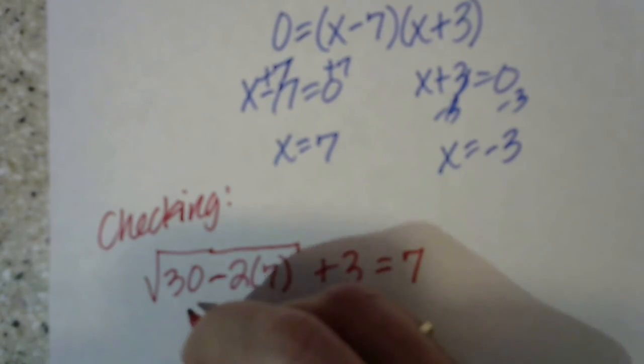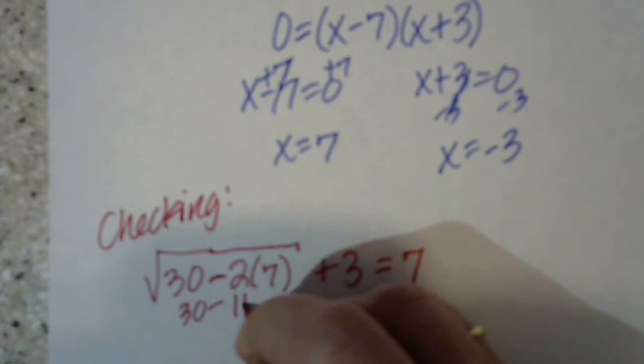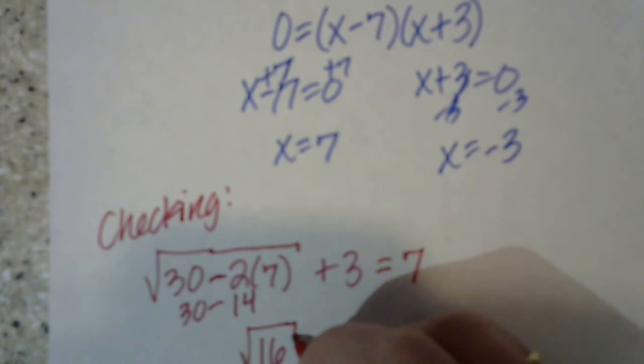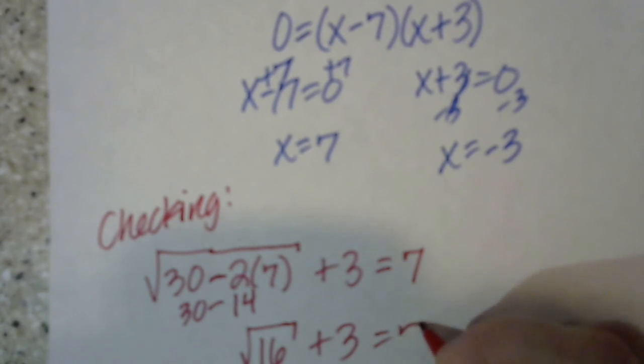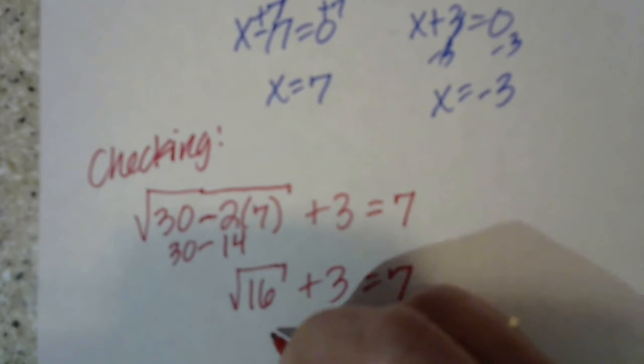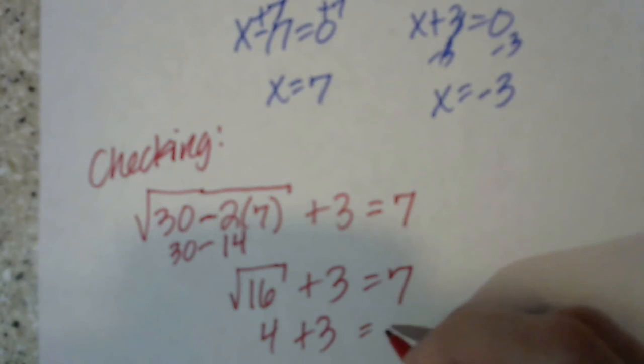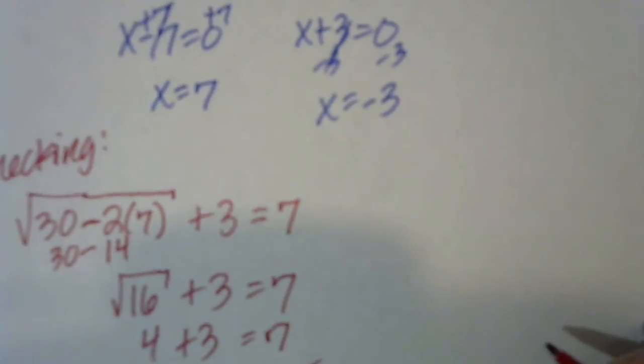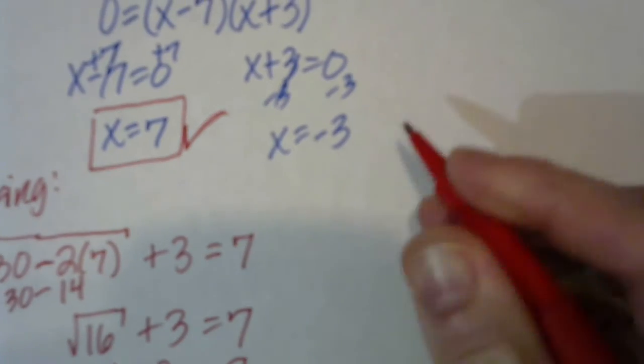Well, this is going to be 30 minus 14, right? So that's going to be the square root of 16 plus 3 is equal to 7. Well, that works because that's 4 plus 3 equals 7. So that one works. So I can draw a nice box around that. It checks. So I'm going to try the other one.